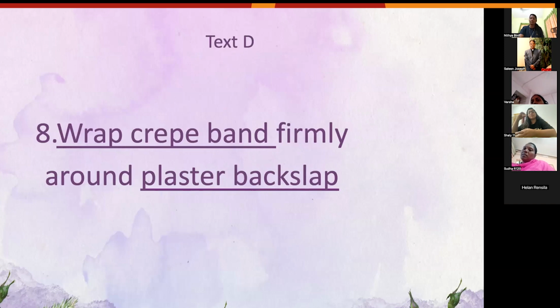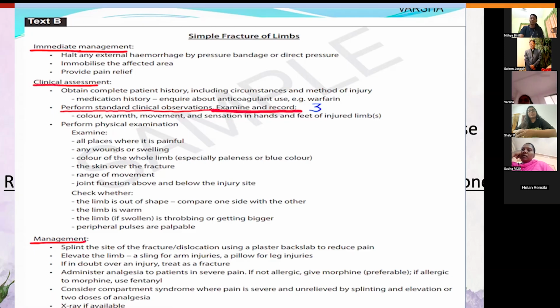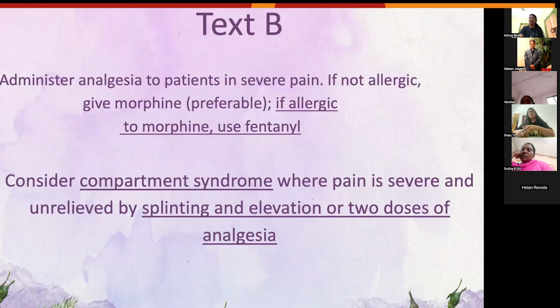Then the 13th question is: what analgesic should be given to a patient who is allergic to morphine? The allergy-related information is in text B, the last portion. It says administer analgesia to patients in severe pain. If not allergic, give morphine. If allergic to morphine, use fentanyl. This is the correct answer, and there is no confusion in that. So it is very easy to locate.